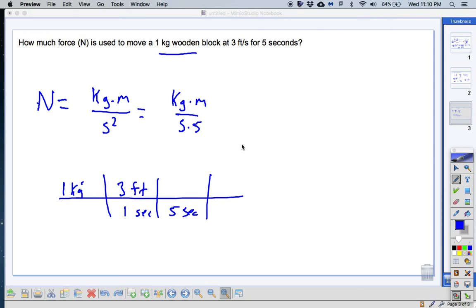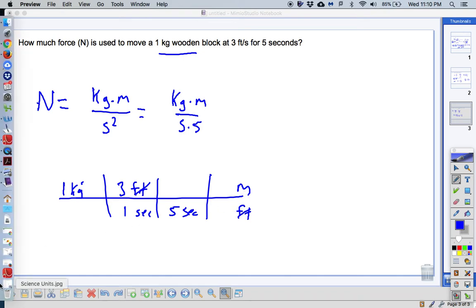But I don't want feet. What I want is meters. So if I have feet on the bottom and meters on the top, I can cross the feet out, and now I have kilograms times meters over seconds times seconds, which is seconds squared, and that's the units I'm looking for. So I need the conversion factor to get from feet to meters. So we're going to go ahead and look it up real quick.